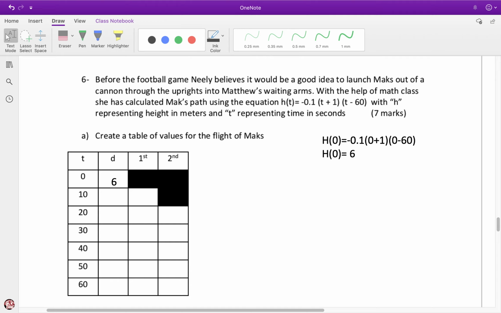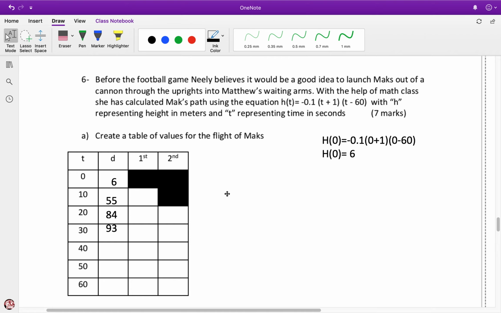So if I go to 10, my number is 55. If I go to 20, the number is 84. So I go to 30, it's going to be 93. Now I could keep going here, but you get the idea.